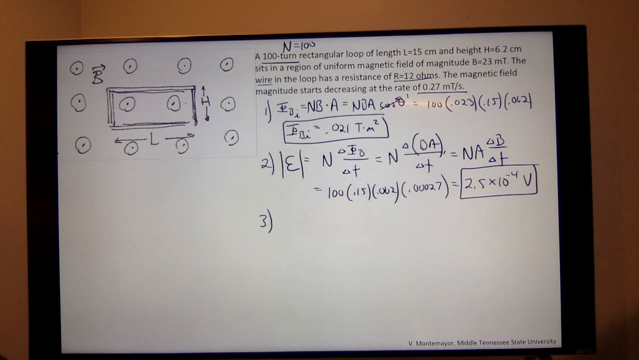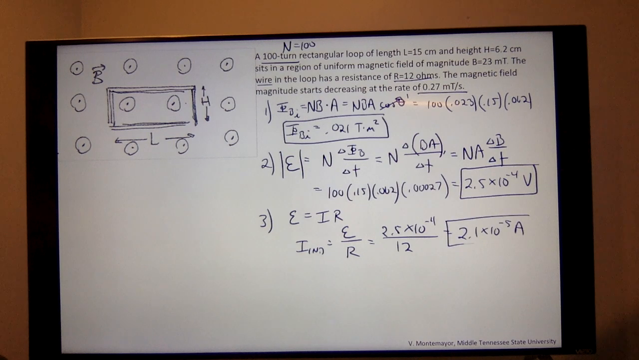So we could just say that the induced voltage is equal to I over R. So I induced is the induced voltage over R, so that's 2.5 times 10 to the minus 4. And they said the resistance was 12 ohms, so that gives me 2.1 times 10 to the minus 5th amps.